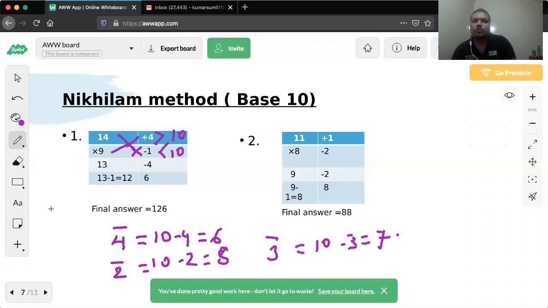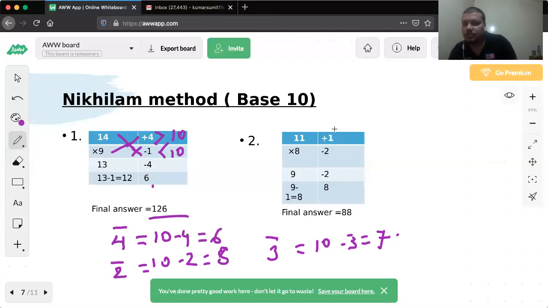Fine. So for complement, when the base is 10, then we'll do what? 10 minus 4 is 6. We'll put this 6 here. And since we are taking complement, we'll do minus 1 to the LHS, 13 minus 1 is 12. And then last step, as always, 12 and 6 combine, and you get the final answer as 126. It's that easy, guys.